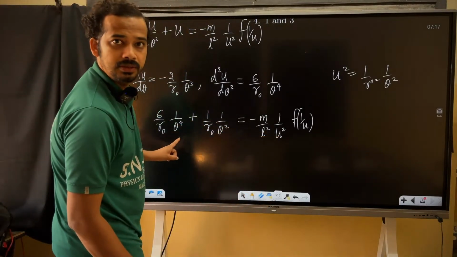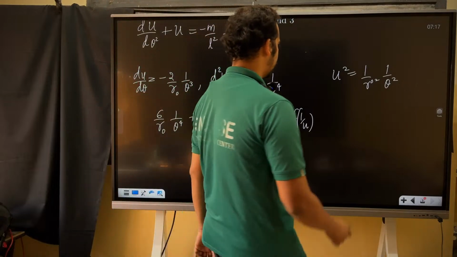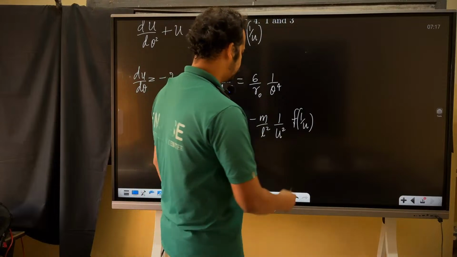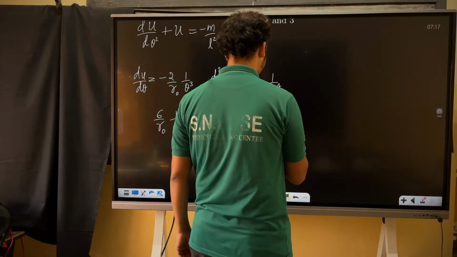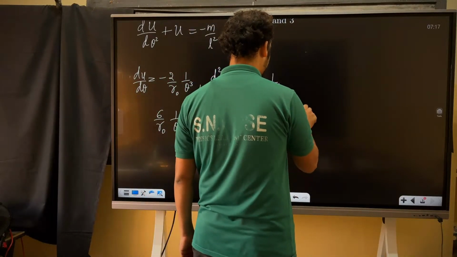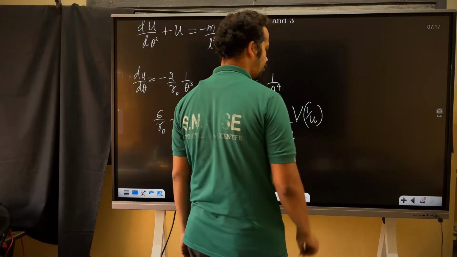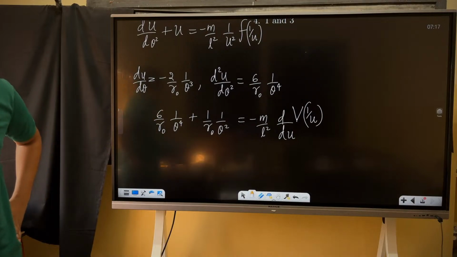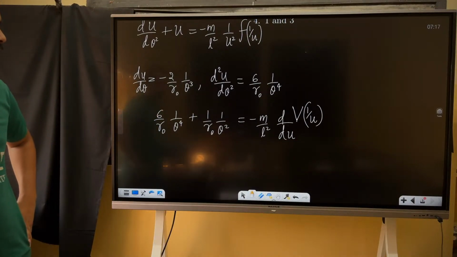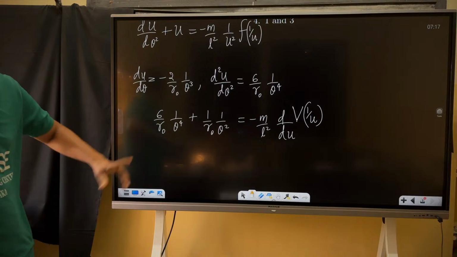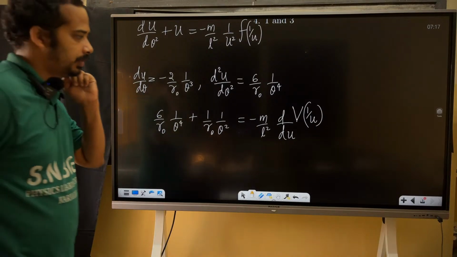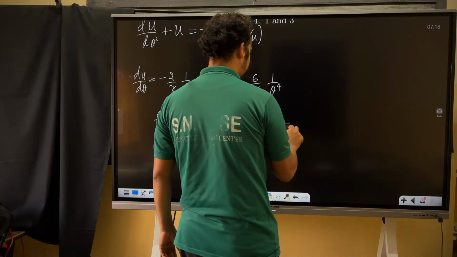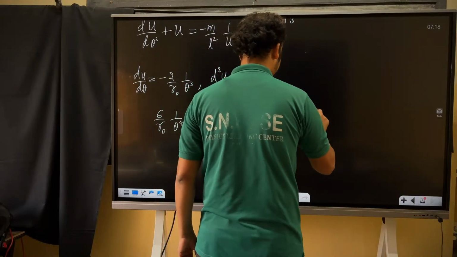This u square is to be taken to this side. Actually, this can be written in terms of potential directly. I wrote that expression: d by du of v of 1 by u. Will that help, or do you prefer finding force and then going to potential? Because he's asking potential. Anyway, let us do 1 by u square f of 1 by u.